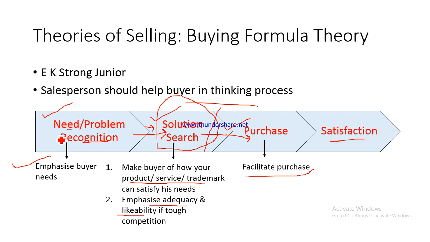If he is not aware of his needs, then make him aware of his needs. If he is aware, but then he does not know of all the solutions which can satisfy his requirements, then make him aware of all the solutions, and also make him aware of the fact that your product is the best product in the market, your brand is the best brand. And if he has already searched for the different solutions for his problems, for his needs, then facilitate purchase, and ultimately this would lead to satisfaction or dissatisfaction. Fine. So this is how you actually go about as far as this particular theory is concerned.